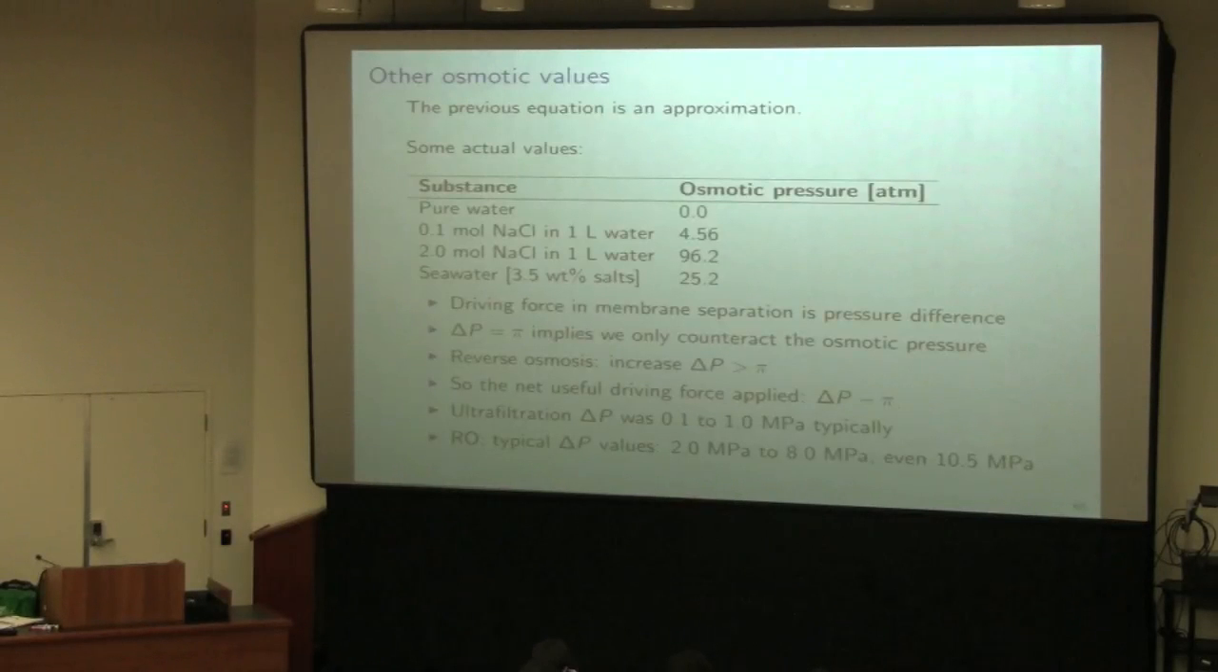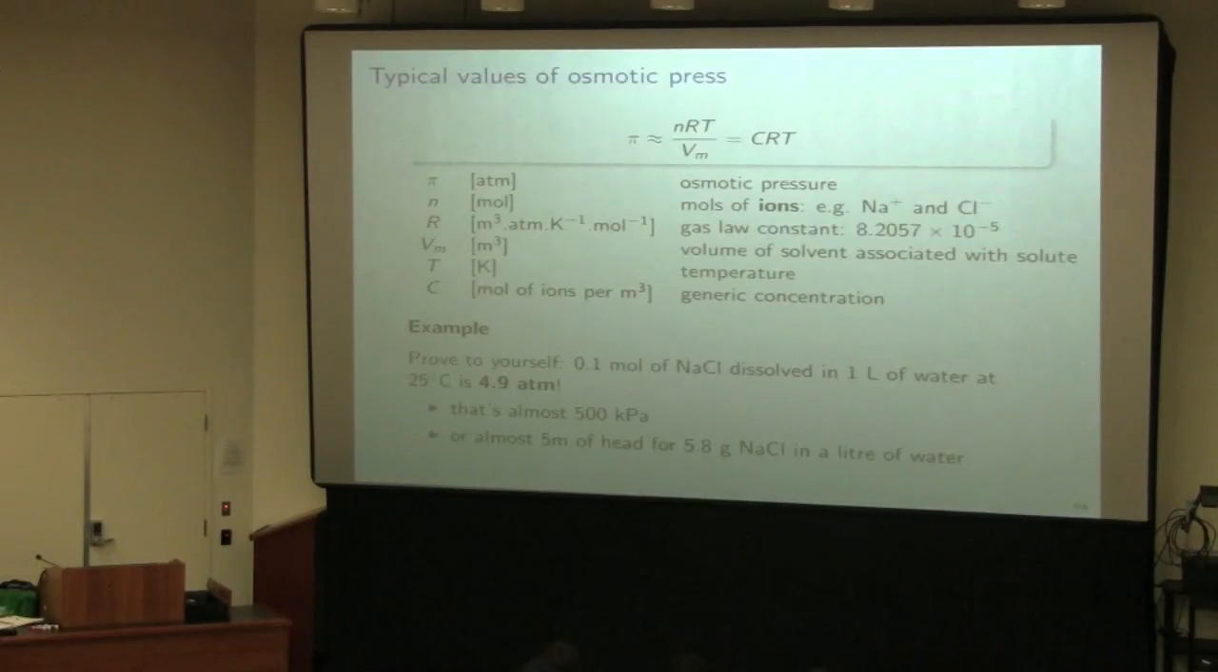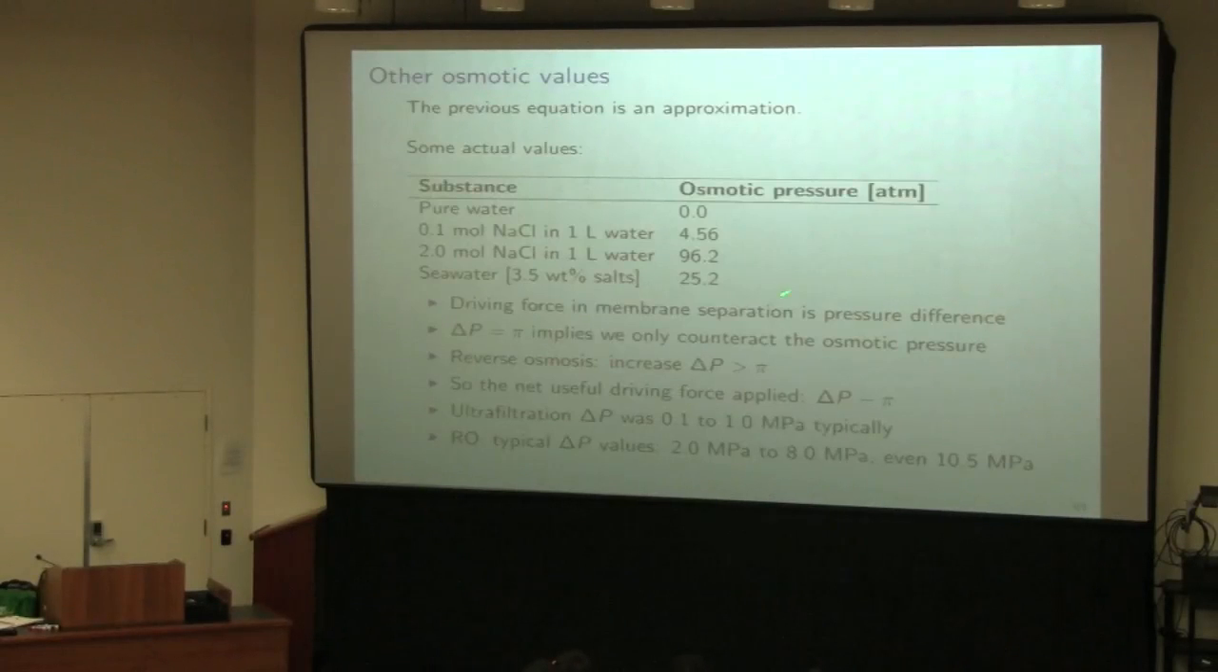So if we take a look at some typical concentrations, 0.1 mole of sodium chloride in a liter of water, that's the one we just looked at. Notice this number is a little bit different to the one I showed you earlier. It's 4.56 atmospheres. If we calculate with the van 't Hoff equation, we get 4.9. That's the calculated value. The experimental value is 4.56. So this is the actual osmotic pressure. So it's a good approximation.